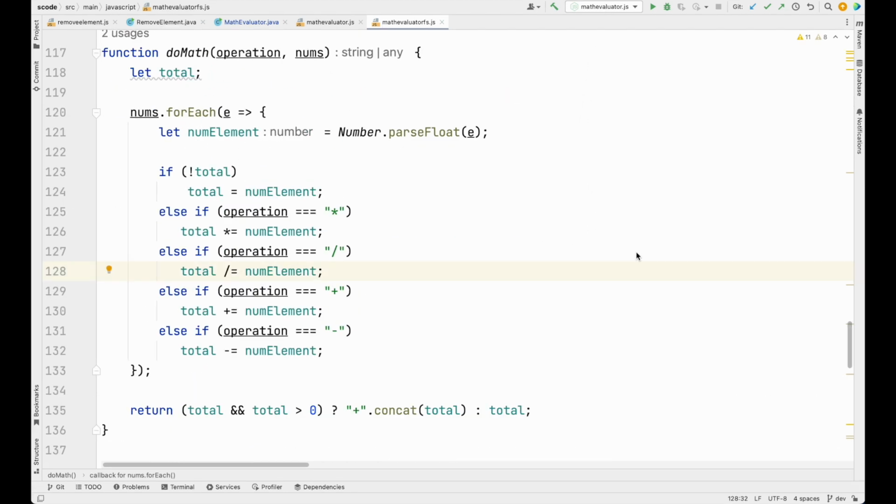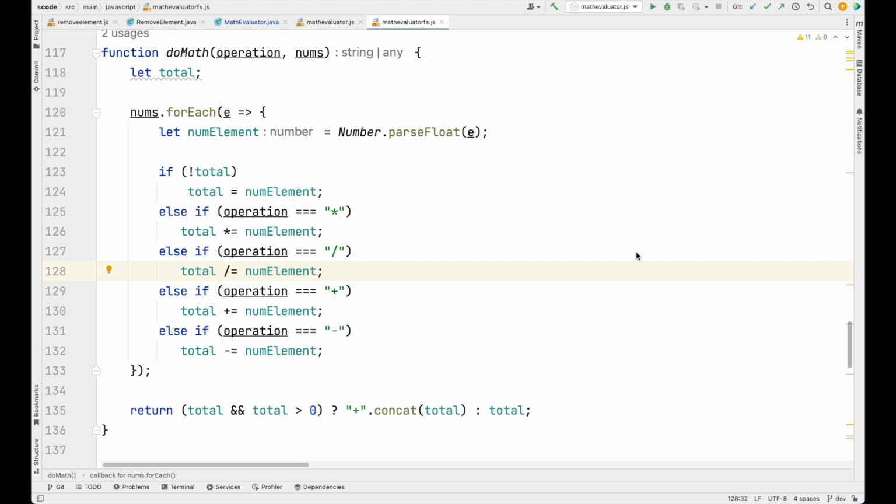Our do math function is very simple and very straightforward. The first argument is an operation, which can be a minus, a plus, a divide, or a multiplication sign. The second argument is just going to be an array of numbers to which the operation is going to be performed against. So if nums is an array of 3 numbers, we're going to take a running total or a sum of all of those numbers, and we're going to return that as a string. And you can see on the very last line, on 135, that we put a plus sign in front of the total if the total is greater than 0.